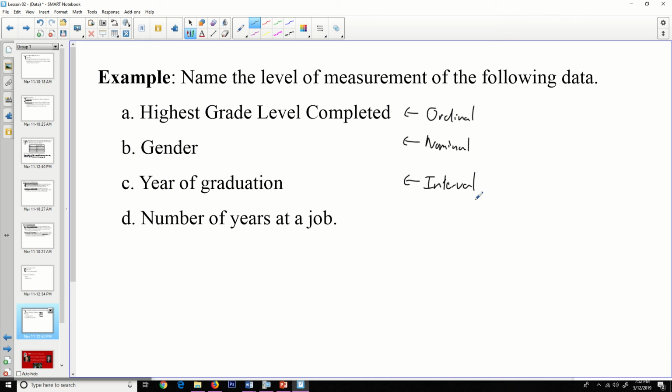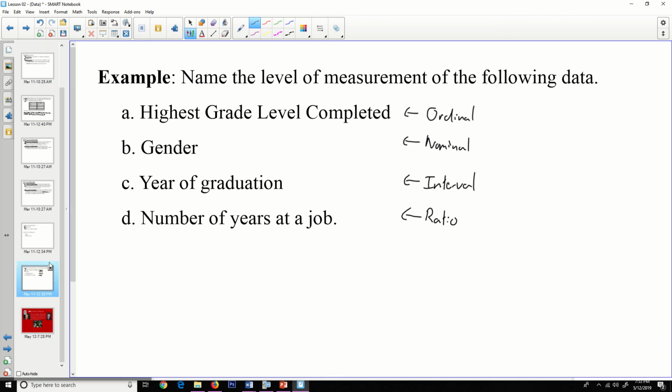because year of graduation doesn't have inherent zero, whereas this last one is going to be ratio, because for number of years at a job, you can say that I have 0 years at the job, and that's not positional. That actually has a value of 0, and if you have 1 year at the job and your coworker has 5 years, you can say that person has certainly been there 5 times as long as you have. So that one was a fairly short one. That's all I have for this particular lesson.